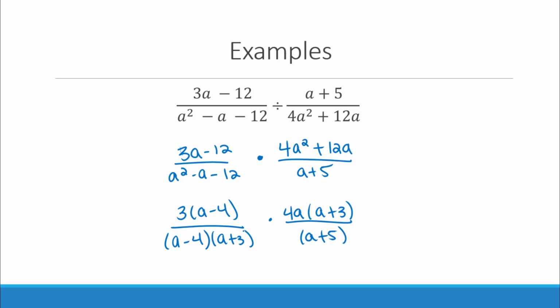So let's start crossing some stuff out. A minus 4's cancel. A plus 3's cancel. Now notice I have 3 and then 4a in my numerator. Those get multiplied together to give me 12a all over a plus 5.